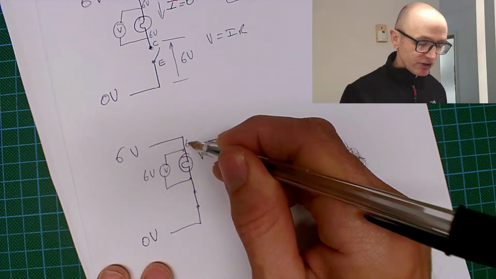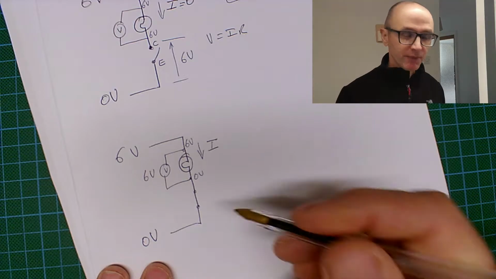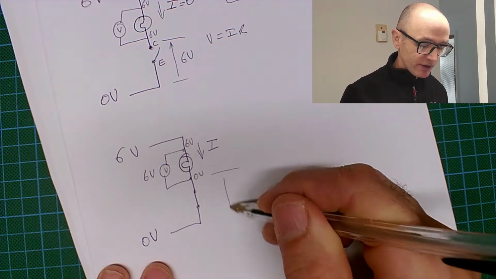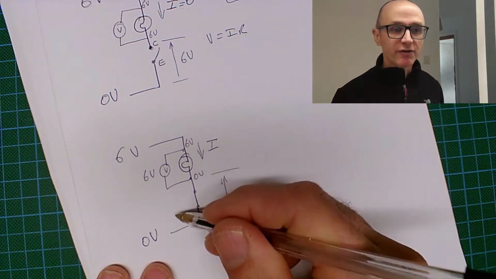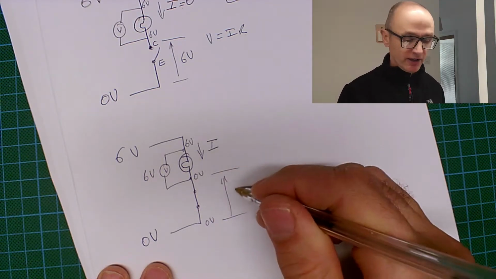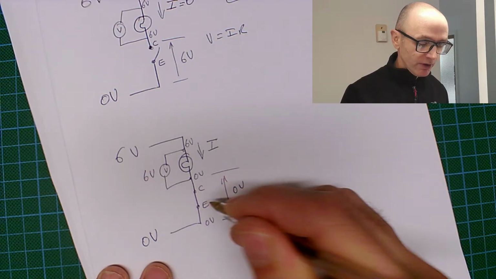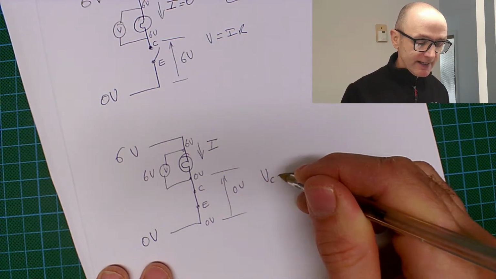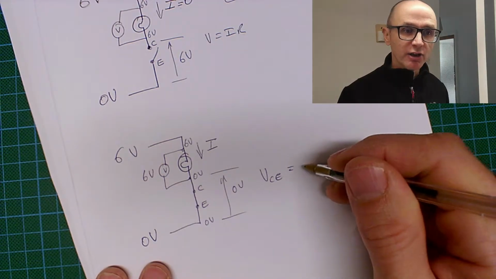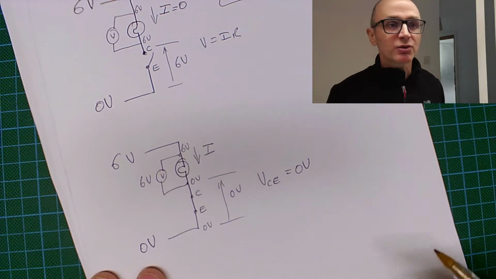So if we start at 6, then we drop by 6, then we're going to be at 0 volts there. And so, as hopefully you can see, that difference between 0 volts at this point in the circuit and 0 there, that's going to be 0 volts. Okay, so if that were the collector and that were the emitter, VCE in this case is going to be 0 volts, ideally, assuming that there's no resistance in that switch.